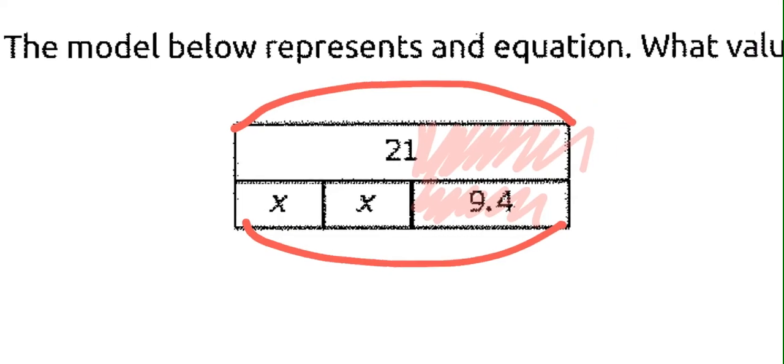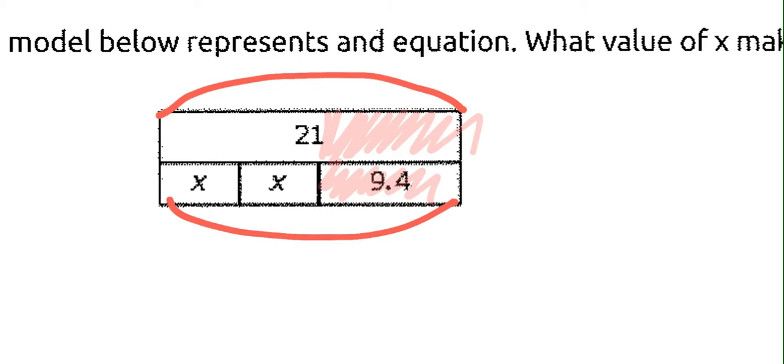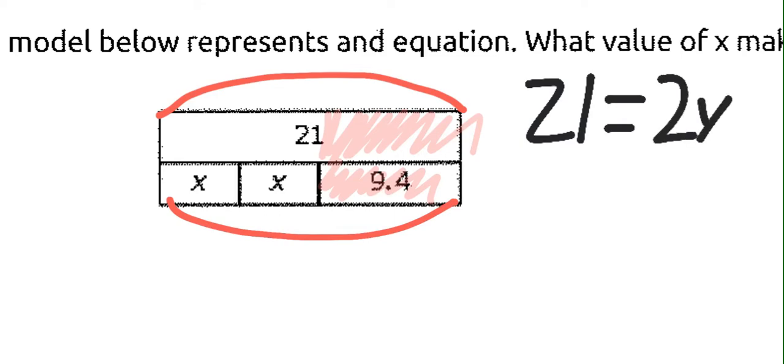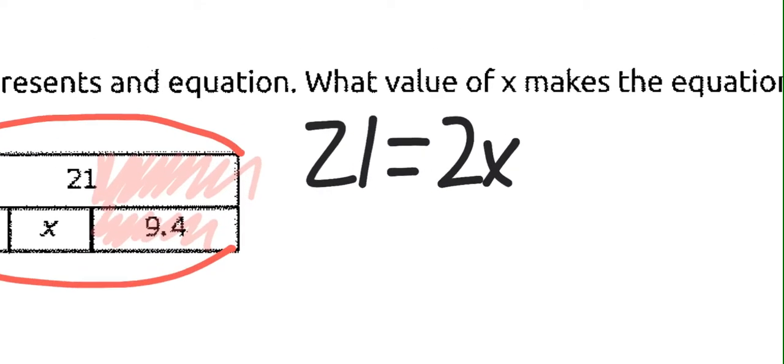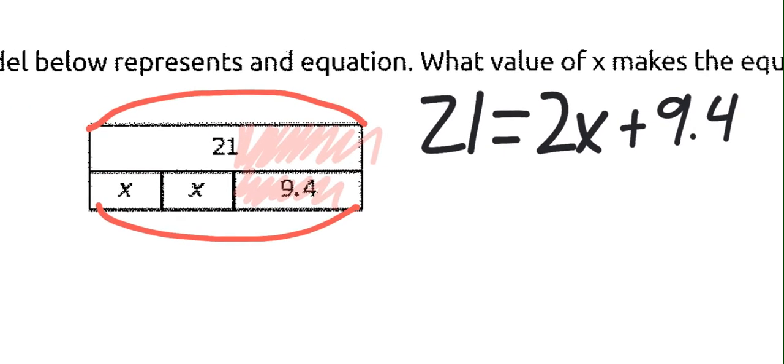What I want you guys to do is set up the equation, and I want you to solve this because you are figuring out what each part is. So here's what I'm going to do. I'm going to go ahead and write it out because I need you guys to know that 21 equals those 2 x's plus that 9.4 together. That's just the equation for it. You guys still need to solve for what these x's are worth.